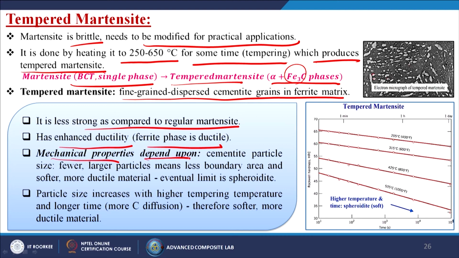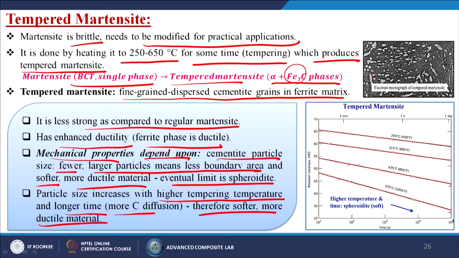Mechanical properties depend upon cementite particle size. Fewer, larger particles mean less boundary area and a softer, more ductile material; the eventual limit is spheroidite. Particle size increases with higher temperature and longer time, that means more carbon diffusion is taking place, therefore it is softer and more ductile in nature. When we talk about hardness against time, at higher temperature and longer time, spheroidite is becoming softer because its hardness is going down, and likewise the tempered martensite becomes softer at higher temperature.